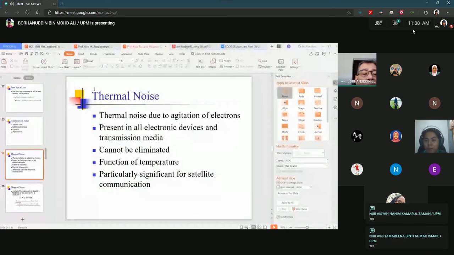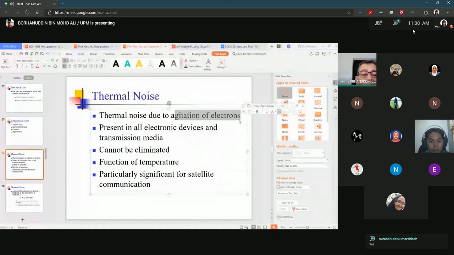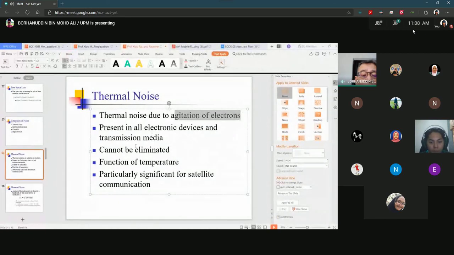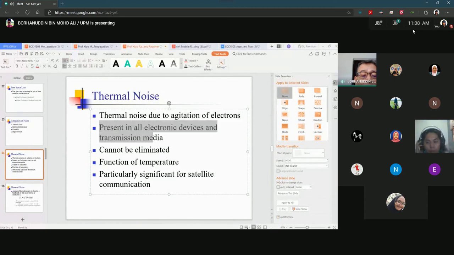Okay. Now, we mentioned just now all the various sources of impairment. So one of them is thermal noise. As I mentioned, thermal noise is due to agitation of electrons. And I think you have done this in electronics, how to measure the power, the noise power, which is present in all electronic devices and transmission media.